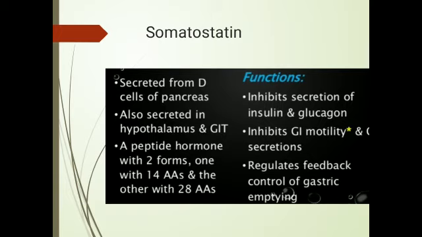What are the functions of somatostatin? Mainly it has an inhibitory function. It inhibits the secretion of insulin and glucagon. It inhibits gastrointestinal motility and secretions. It regulates the feedback control of gastric emptying, and it is also secreted in the hypothalamus, where it has many neuromodulatory functions and a role in memory also.